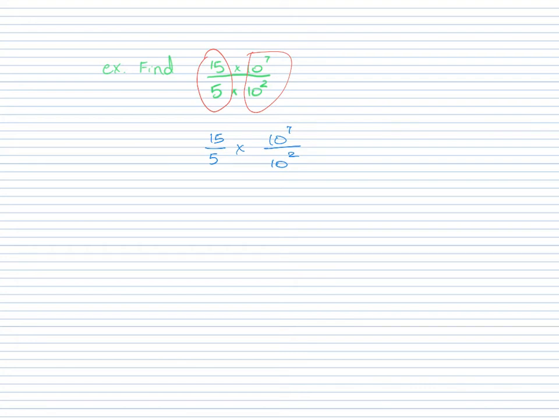All right, so 15 divided by 5 is just 3. And 10 to the 7th divided by 10 squared, well, remember that when you have two numbers with the same base, all we have to do is subtract the exponents. So we end up getting 10 to the 7 minus 2, which is 5. Now, all we have to check for now is that it's in scientific notation. So because this number is in fact between 1 and 10, we know we're done because it is currently in scientific notation. And that's it.